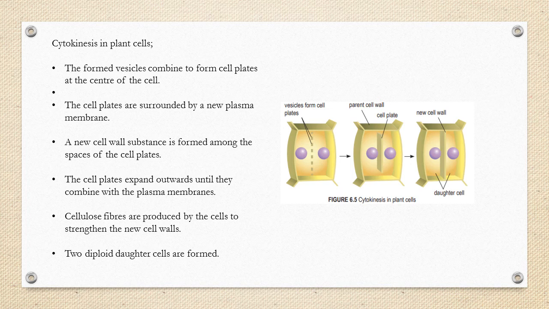The cell plate expands outward until it combines with the cell wall. Cellulose fibers are produced by the cell to strengthen the new cell wall. So you can see now two diploid daughter cells are formed which are identical.